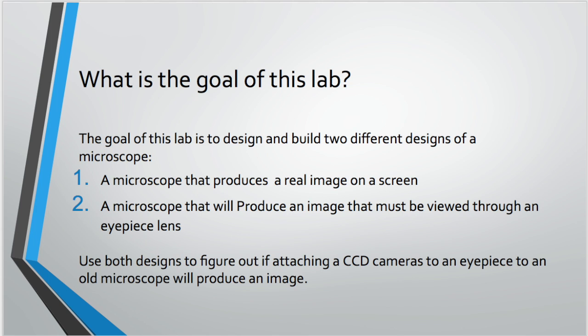The first microscope must produce a real image on a screen. The second microscope will produce an image that must be viewed through an eyepiece lens. Using both of these designs, the goal is to figure out if attaching a CCD camera to an eyepiece of an old microscope will produce an image.